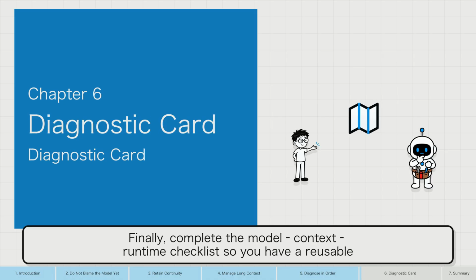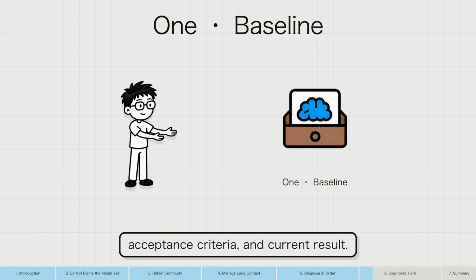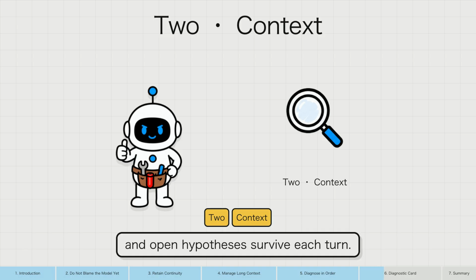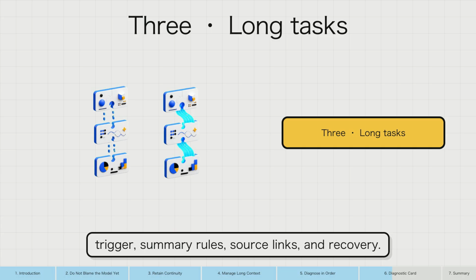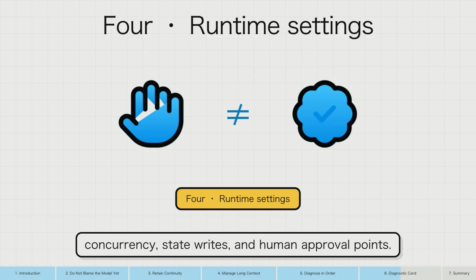Finally, complete the model, context, runtime checklist so you have a reusable record for diagnosing AI performance. Box 1 records the baseline, model version, task samples, input, tools, acceptance criteria, and current result. Box 2 records context, which goals, plans, verified facts, failed actions, and open hypotheses survive each turn. Box 3 records long task behavior, truncation threshold, compaction trigger, summary rules, source links, and recovery. Box 4 records runtime settings, tool permission, timeout, retry, concurrency, state rights, and human approval points.